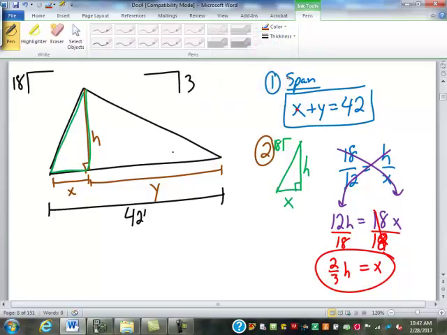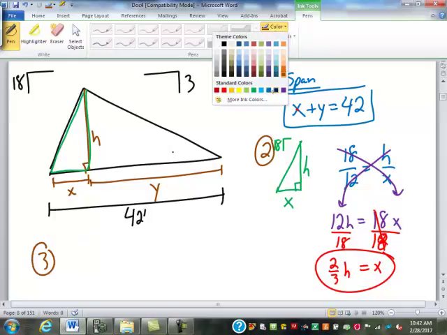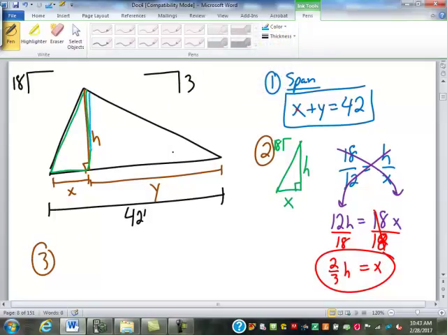Equation number 3 is going to deal with y. And I'm going to use this triangle right here for y. What do we know about that triangle?